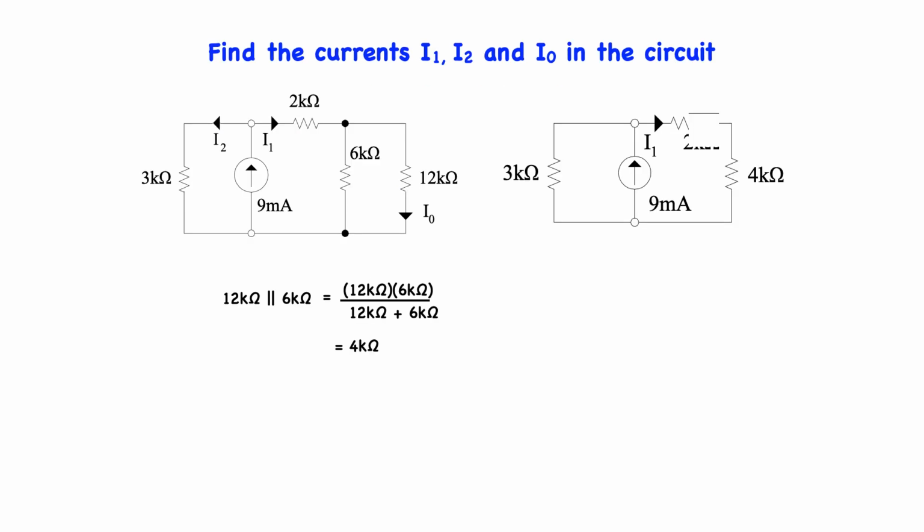Looking back at this circuit, we see the current emanating from the source will be split between two parallel paths, one of which goes through the 3 k ohm resistor, and the other goes through the series combination of the 2 and 4 k ohm resistors, which is I1. Applying current division, we get this, 3 mA for I1. Which means that the rest of the source current, I2, must be 6 mA.